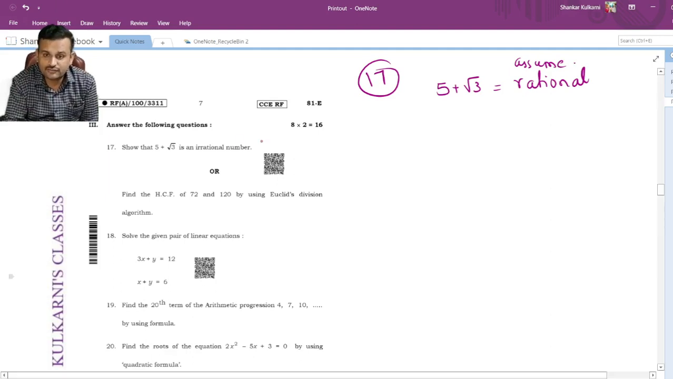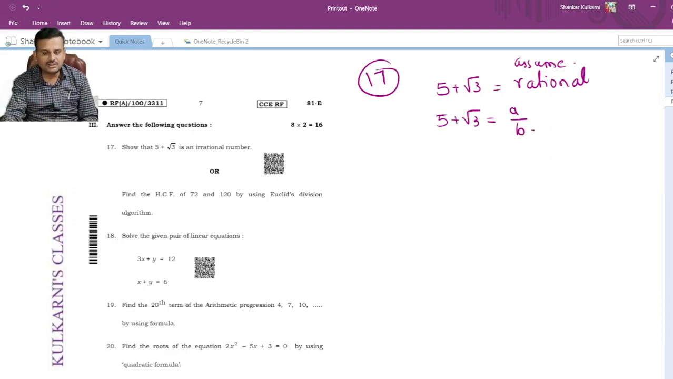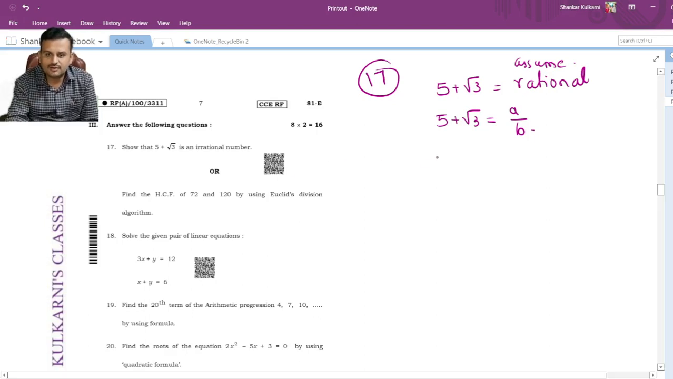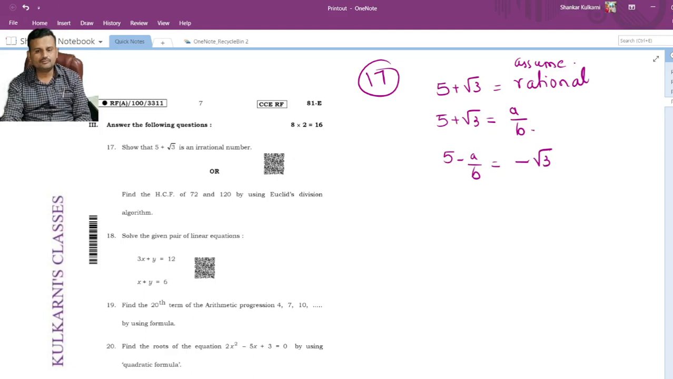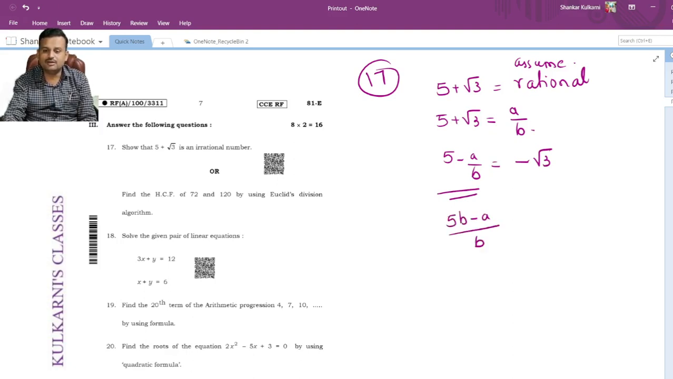Then what we will get, if 5 plus root 3 is a rational, then 5 plus root 3 can be written as a by b, because all rational numbers can be written in the form of a by b. Then automatically what happens? Then it will become 5 minus a by b is equal to minus root 3. This I will get. But if you see the LHS part, 5 minus a by b, if you simplify this, what you will get? 5b minus a divided by b. This is equal to minus root 3.